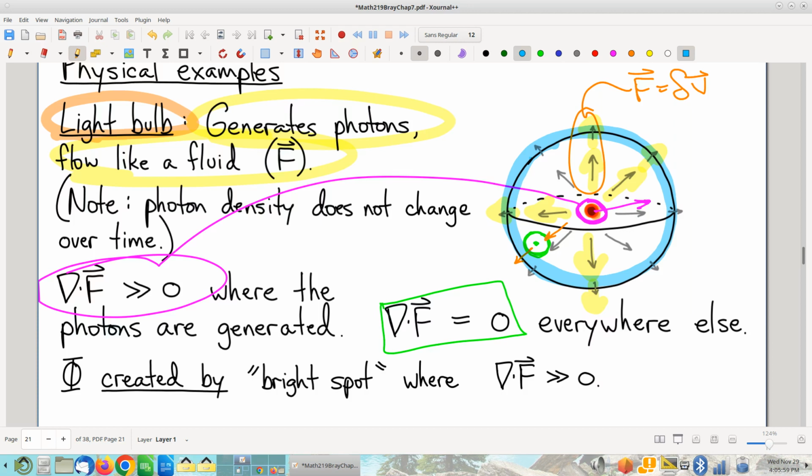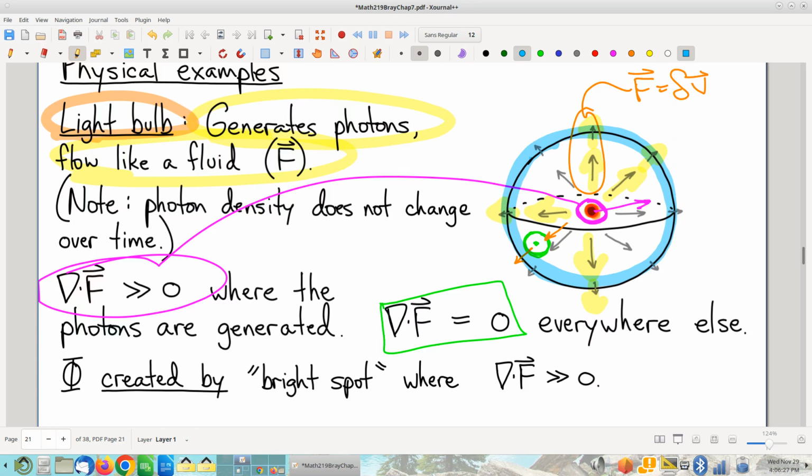Are those photons being created here on the... No, nonsense. They're coming from the LED. Of course, that's a light bulb. LED is the thing that's making the photons. The LED is what's making what becomes the flux out there. The LED, the place where the divergence is huge, is where the flux is actually coming from.